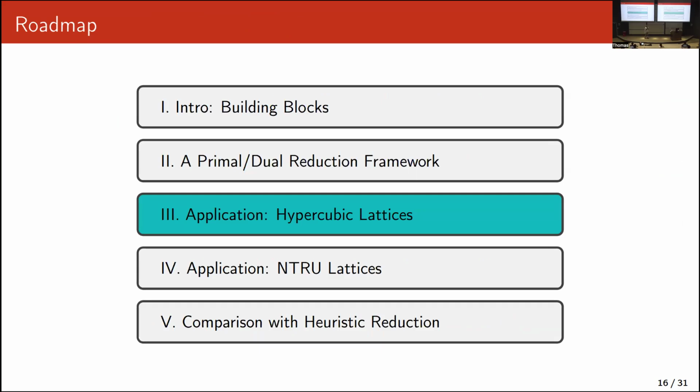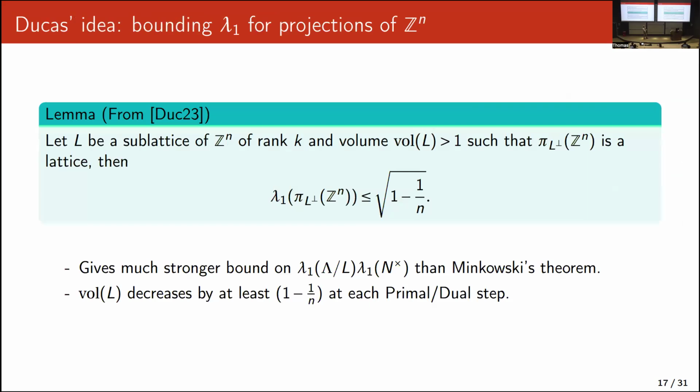So the observation of Leo Ducat last year was that he can apply this to hypercubic lattices by relying on this nice bound here. So if L is a sublattice of the integer lattice and its volume is not 1, so it's not just generated by the identity matrix, then the projection of the integer lattice orthogonally to L has a shortest vector whose norm is strictly less than 1. And we can have this bound. This is quite nice because it's much stronger than what you would get for random lattices or Minkowski's theorem.